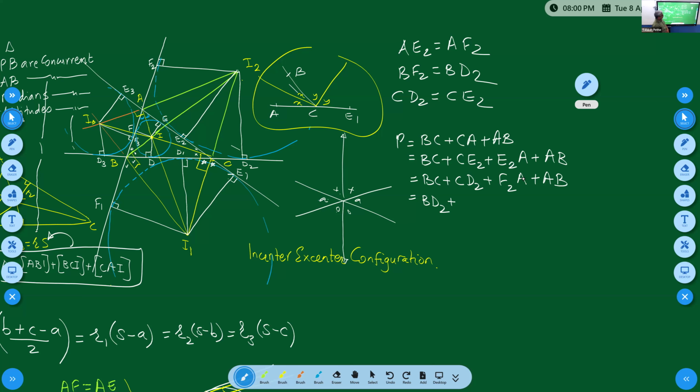BP plus CD2 is BD2, and F2A plus AB is BF. It's equal to 2 times BD2, equal to 2 times BF, is equal to 2S. Therefore, S is equal to BD2 equals BF2, out of which BD2, if you remove BC, which is small a, you get CD2 is equal to S minus A.